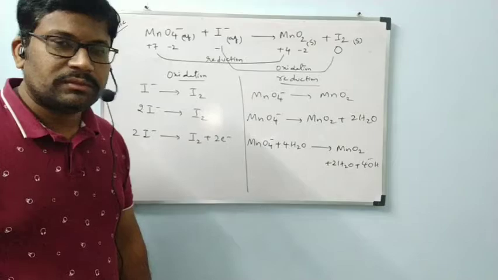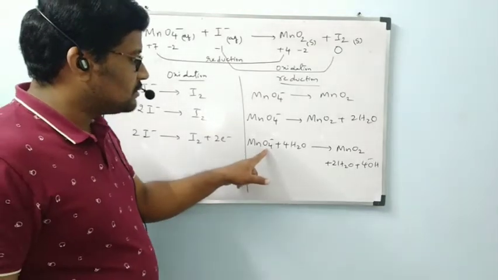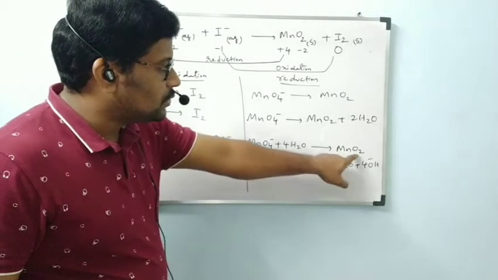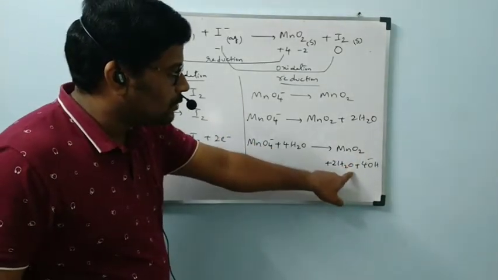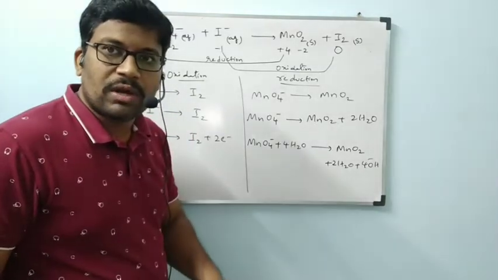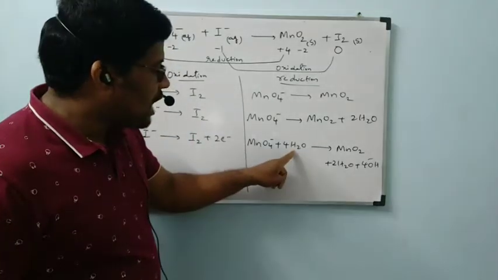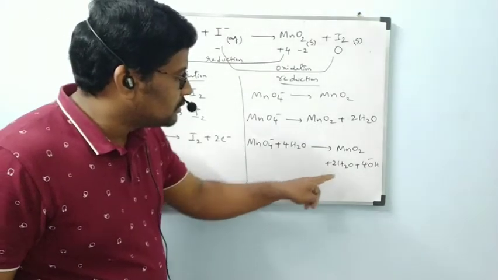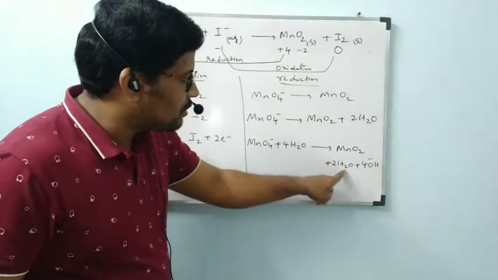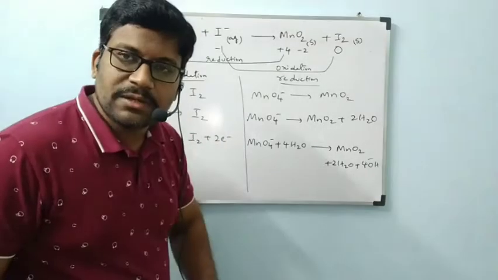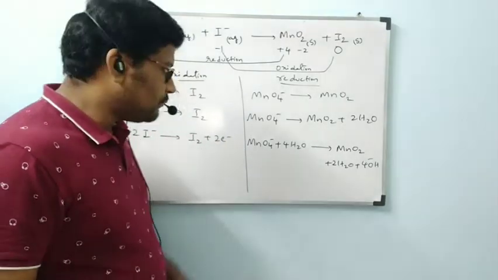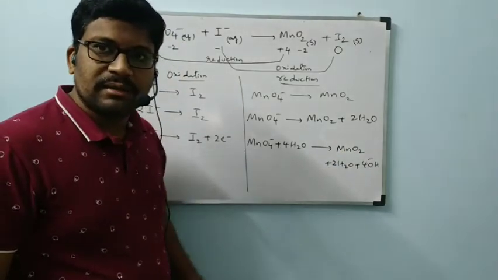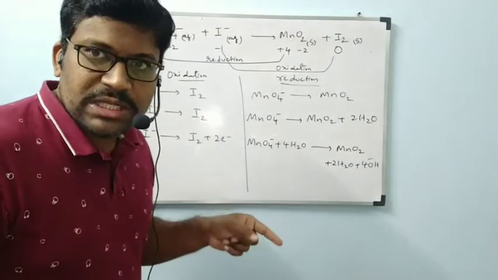Now check that one. 4 oxygens, 4 oxygens, totally 8. Here 2, 2 into 4, 8 oxygens. Next, hydrogens. 4 into 2, 8 hydrogens. 2 into 2, 4 plus 4, 8 hydrogens. Balanced. Manganese, 1. Here also 1. Balanced. Everything is balanced. This is the crucial step.